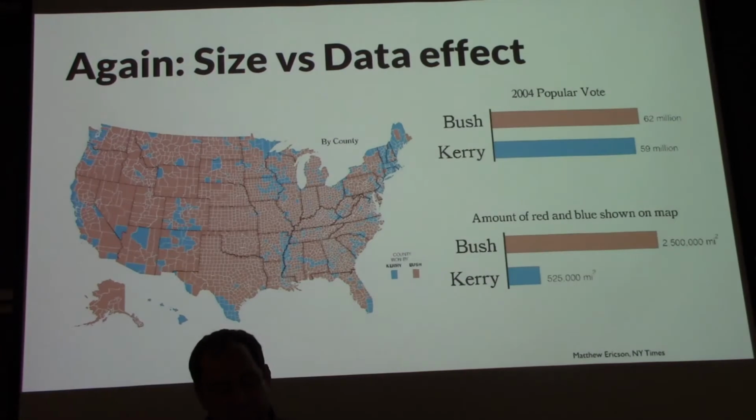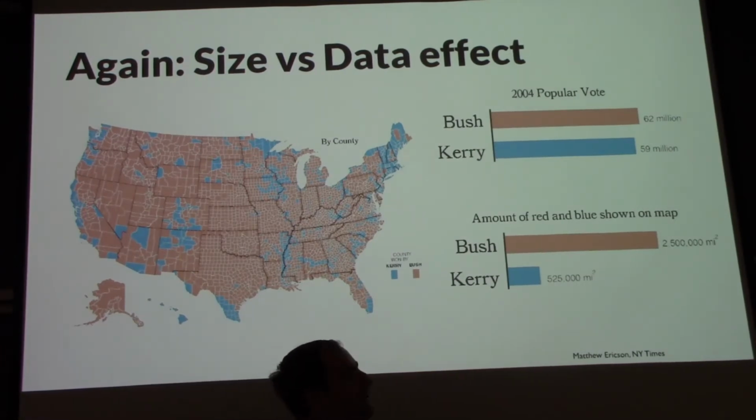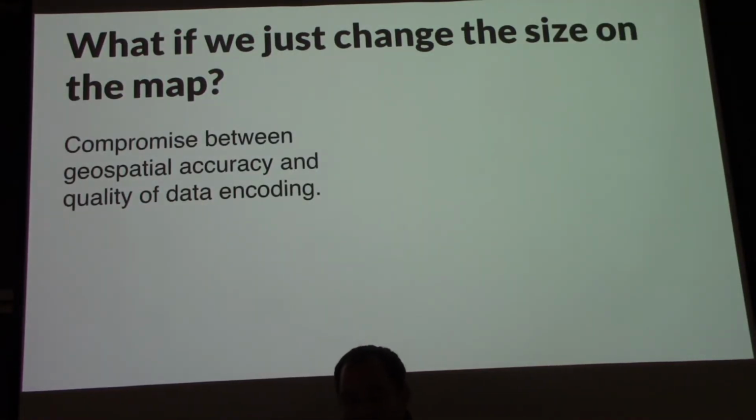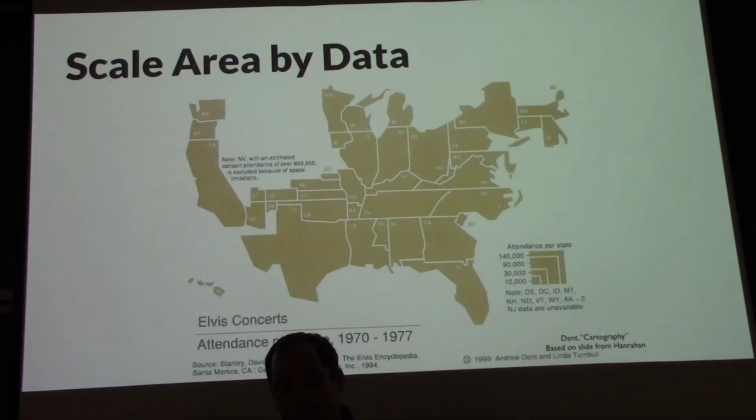Okay, so that leads us right into cartograms, and cartograms is also what you're using in your homework this time. Again, we're trying to balance the size versus data effect that we discussed at the beginning of the last lecture, where we have this disproportionality of the pixels that are of a certain type and the data that corresponds to it. Here are the actual data proportions compared to the pixel proportions, and you can see quite a difference. So what if we just change the size on the map? Essentially try to find a compromise between geospatial accuracy and quality of data encoding. That's the promise of cartograms.